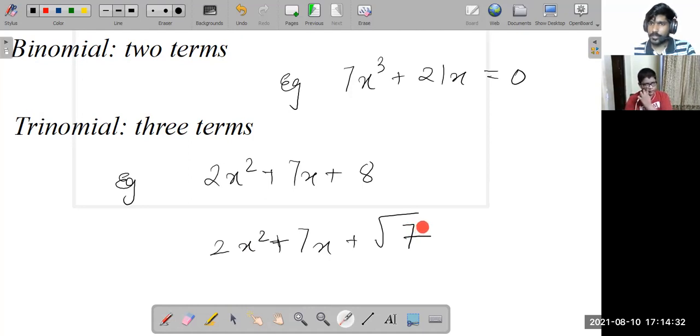So is it a polynomial? Yes, it is a polynomial. If you see this root sign, it is for the number. The coefficient can have the root sign, but a variable cannot have a root sign. So this is a polynomial and it has three terms, 1, 2, 3. So it is a trinomial, right?